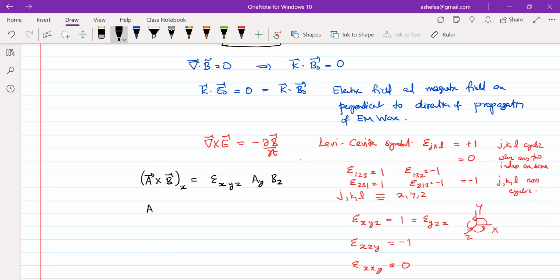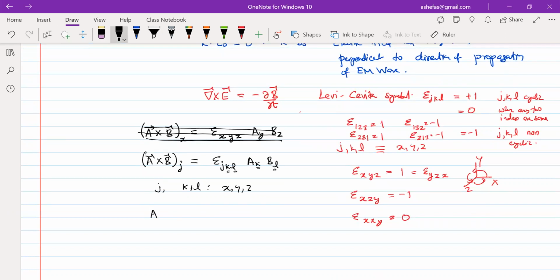Or if you have any confusion, then better we write like this. Suppose you want to find the jth component of A cross B, then it is epsilon j k l A k B l. Okay, that would become more convenient. So if you want to find the x component, then we have to sum over k. Here j, k, and l can take values x, y, z.